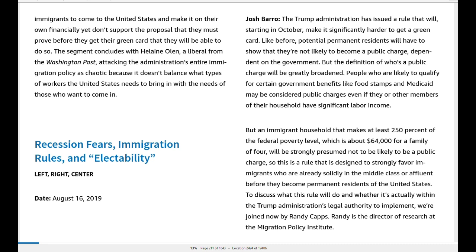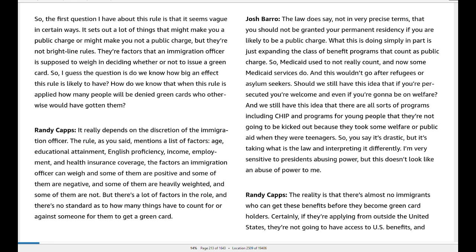Randy is the director of research at the Migration Policy Institute. So the first question I have about this rule is that it seems vague in certain ways. It sets out a lot of things that might make you a public charge or might make you not a public charge, but they're not bright line rules. They're factors that an immigration officer is supposed to weigh in deciding whether or not to issue a green card. So I guess the question is, do we know how big an effect this rule is likely to have? How do we know that when this rule is applied, how many people will be denied green cards who otherwise would have gotten them?